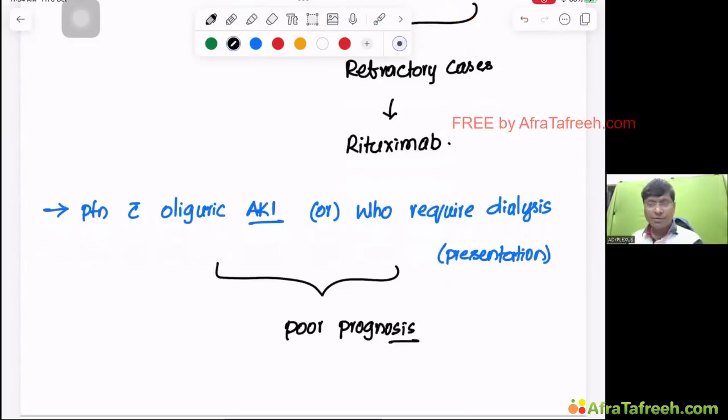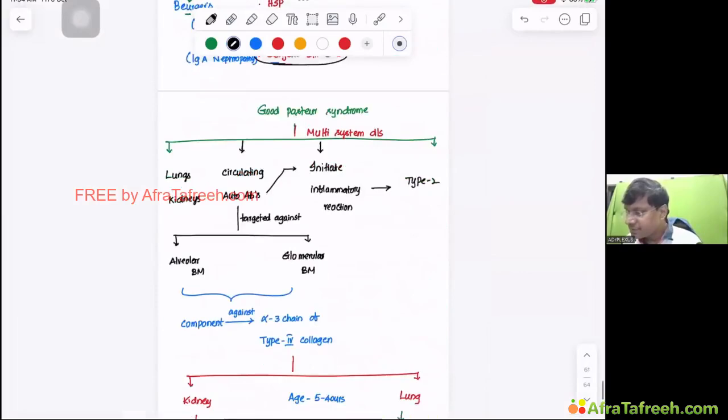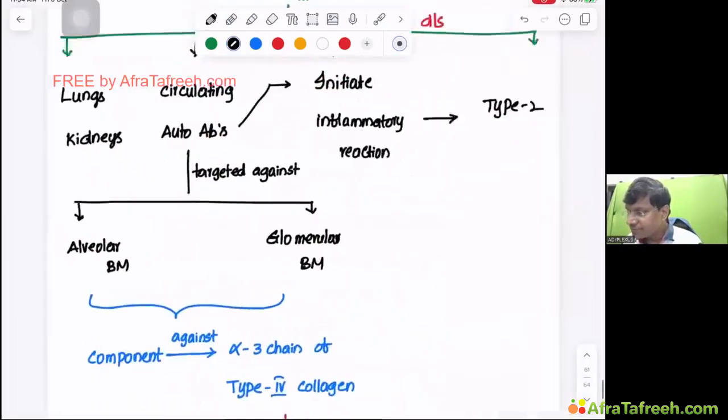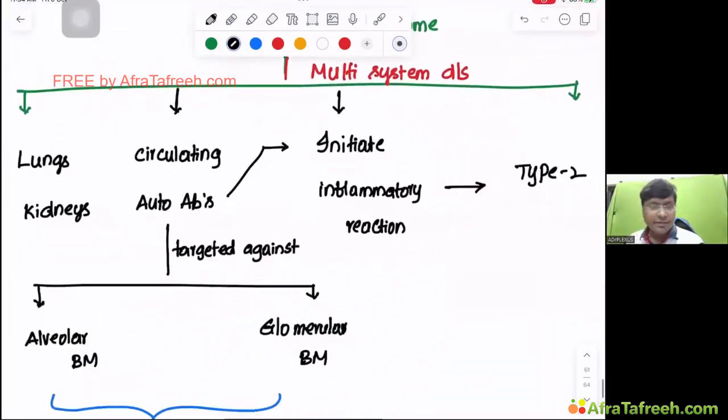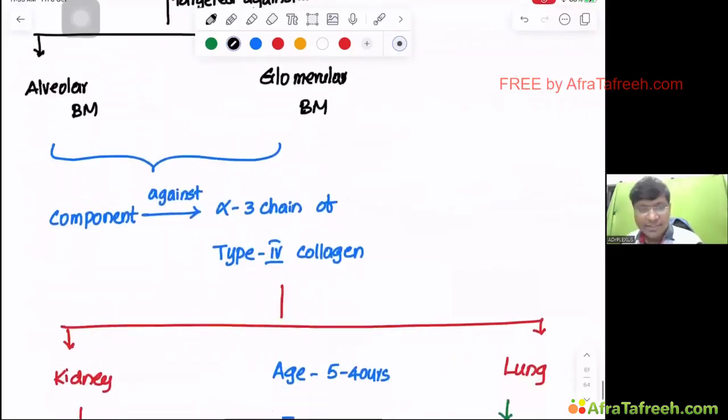So this is about your Goodpasture syndrome. Just remember, it is a multi-system disorder, right? Where there is involvement of lungs and kidney. And what exactly is their involvement? The circulating autoantibodies are formed against alveolar and glomerular basement membrane, and particularly which component? Formed against alpha-3 chain of type 4 collagen.